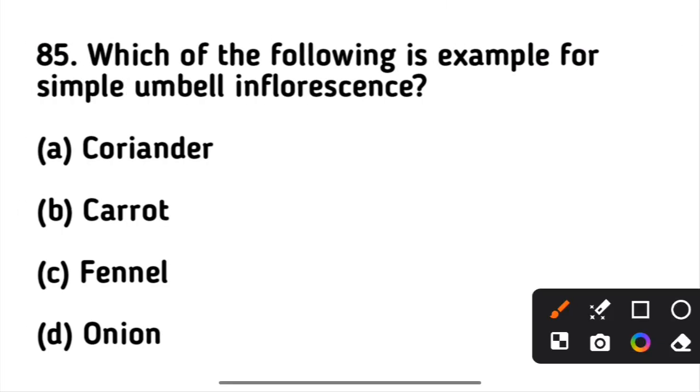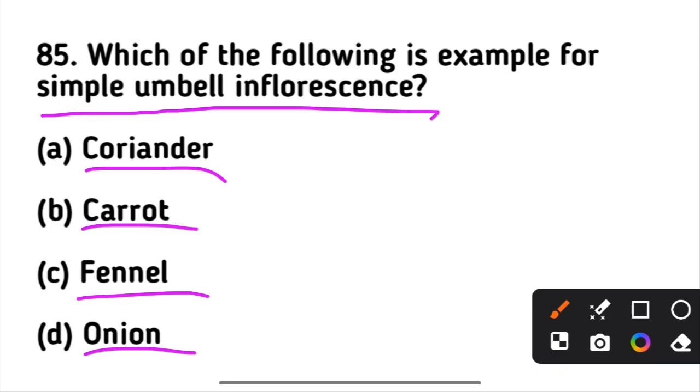Next, 85. Which of the following is an example of simple umbel inflorescence? Coriander, carrot, fennel, onion. Option D is correct, onion.